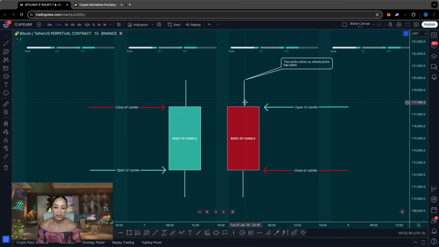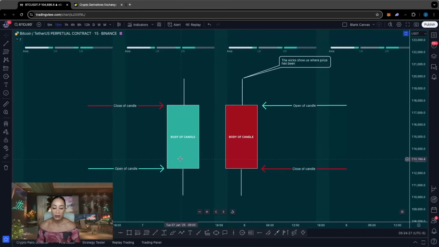The sticks that you see poking out of the body of the candle are what we call wicks, and these show us where price has been. They show us the highest and lowest point this particular asset has moved within a specific time period. So if this was a 15-minute candle, then it shows us that price managed to get all the way to 119,843 before the sellers came back in and pushed price down. If the body of the candle is green, then this tells us that this candle closed higher than it opened, giving us a bullish candle.